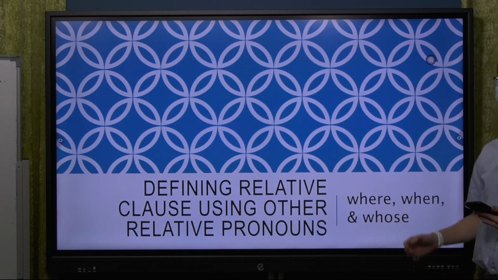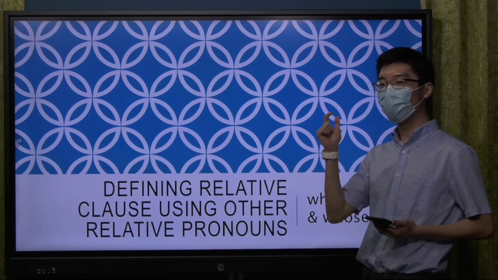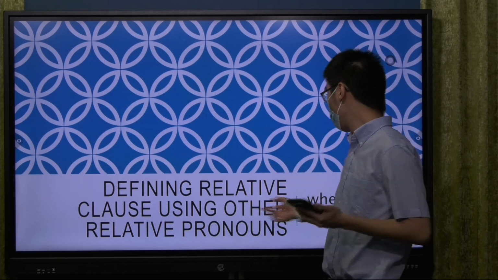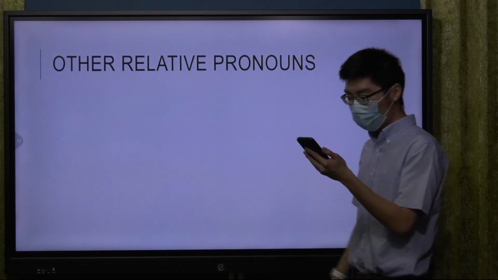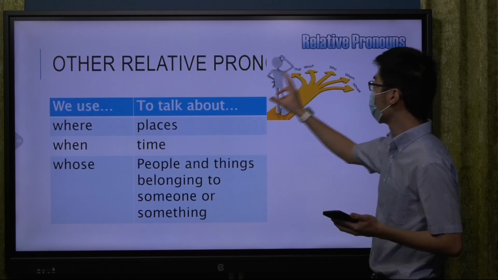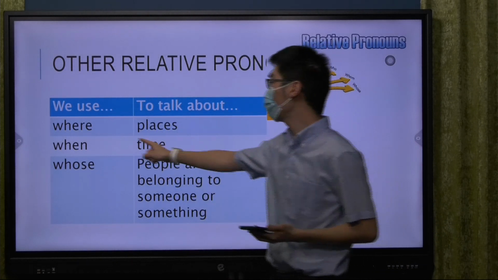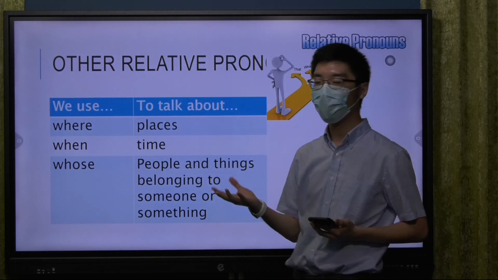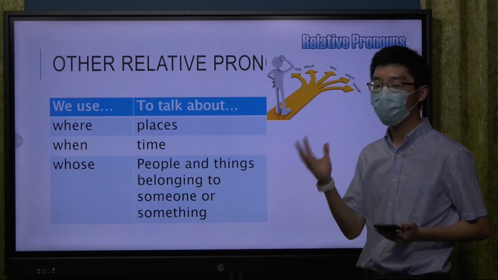So, Mr. Wong and Michelle have told us before about how to use the relative clause about who or which, okay? So, I'm going to teach about something else. For example, where, when, and whose, okay? We use relative pronouns for talking about different things. We use where to talk about places, when to talk about time, and whose to talk about people and things belonging to someone or something else, okay? As for who, we use it to talk about people, and which for things or animals, okay?